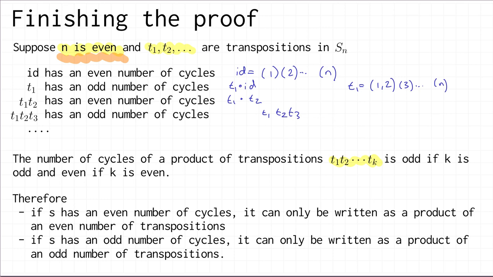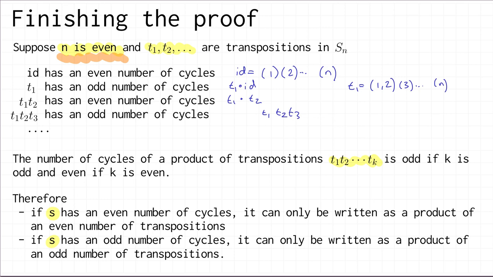The number of cycles of a product of an odd number of transpositions is odd, and the number of cycles in a product of an even number of transpositions is even. So why is that what we need? Well, what it tells us is that if our permutation S has an even number of cycles, then you can only write it using a product of an even number of transpositions. And alternatively, if S had an odd number of cycles, you can only write it as a product of an odd number of transpositions, because a product of an even number of transpositions would have the wrong number of cycles. It would have an even number of cycles.